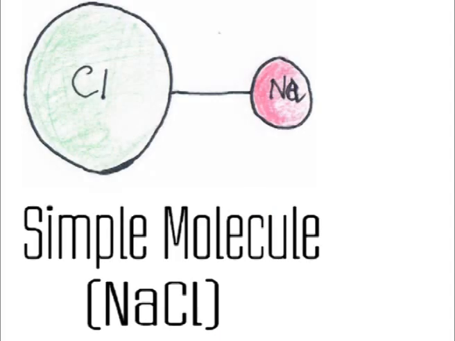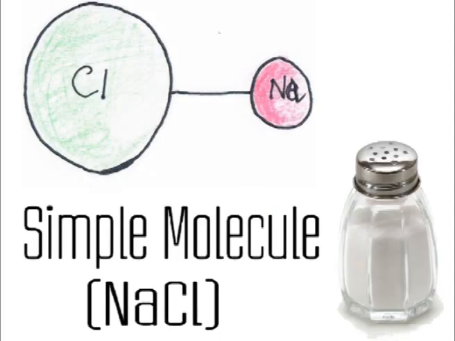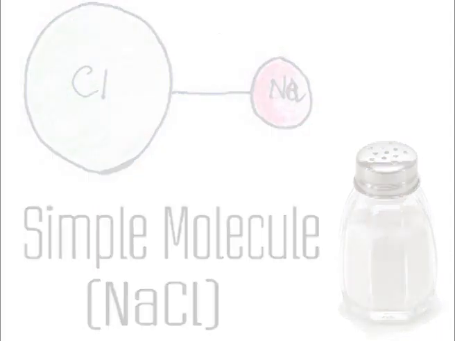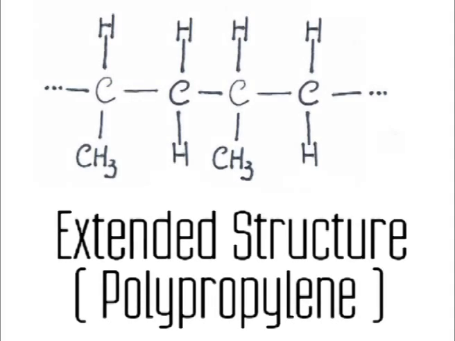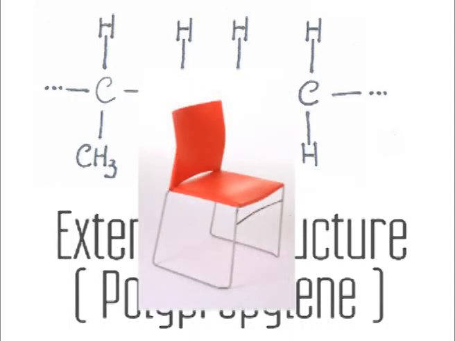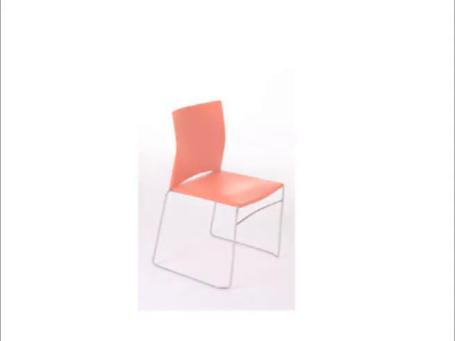Atoms bond together to create more complex things like simple molecules. A common example of a simple molecule that we use every day is sodium chloride, or salt. Atoms can also bond and create even more complex molecules called extended structures. An example of an extended structure is polypropylene, which some types of chairs are made of.